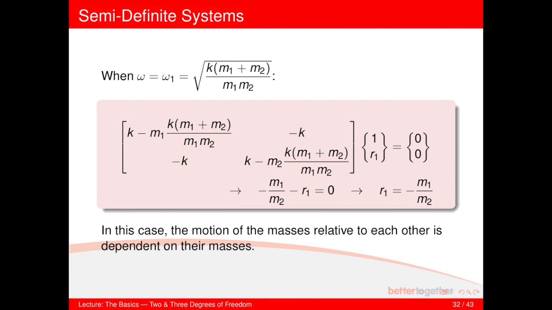So in this case, the motion of the masses relative to each other is dependent upon their masses. Okay, it's not a certain value minus 1 or plus 1 or whatever. It's dependent upon the masses. So if the masses are equal to each other, it's going to be minus 1. If they're not equal to each other, it will be dependent upon those masses.